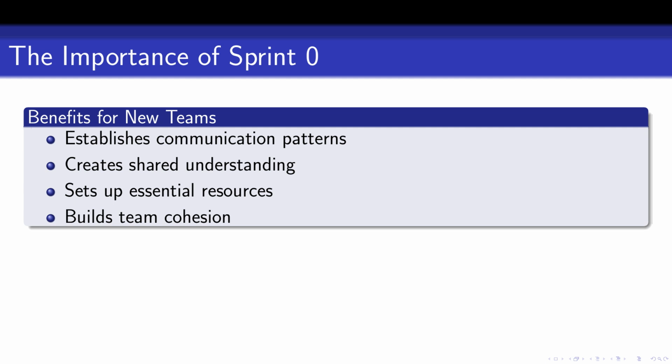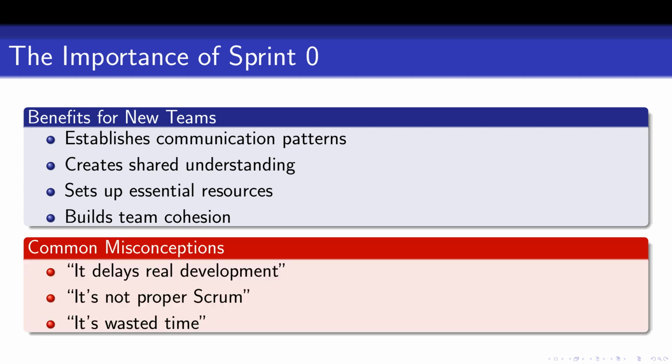Sprint Zero is particularly beneficial for new teams. It helps establish communication patterns, creates a shared understanding, sets up essential resources, and builds team cohesion. Despite common misconceptions, Sprint Zero does not delay real development, waste time, or conflict with Scrum principles.